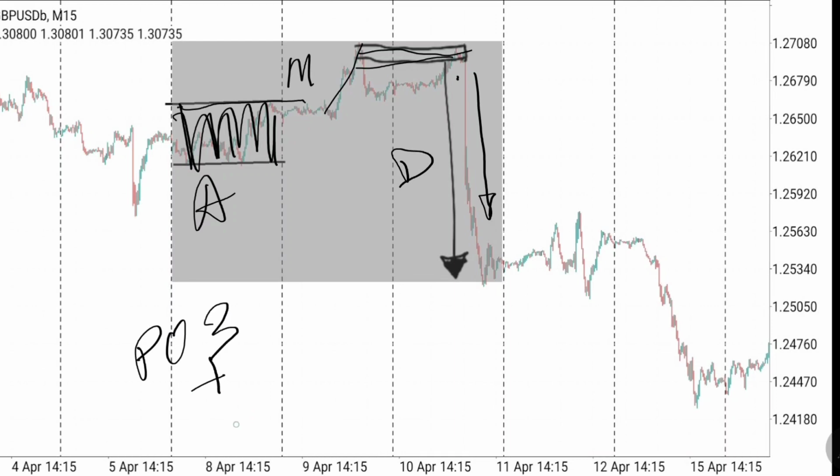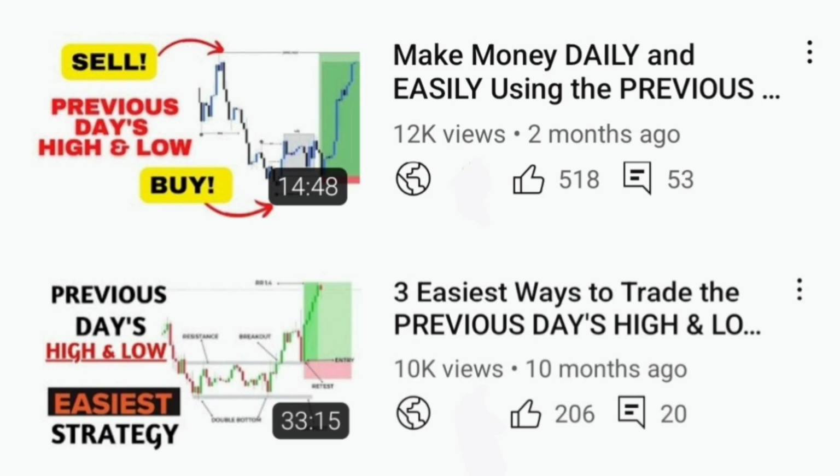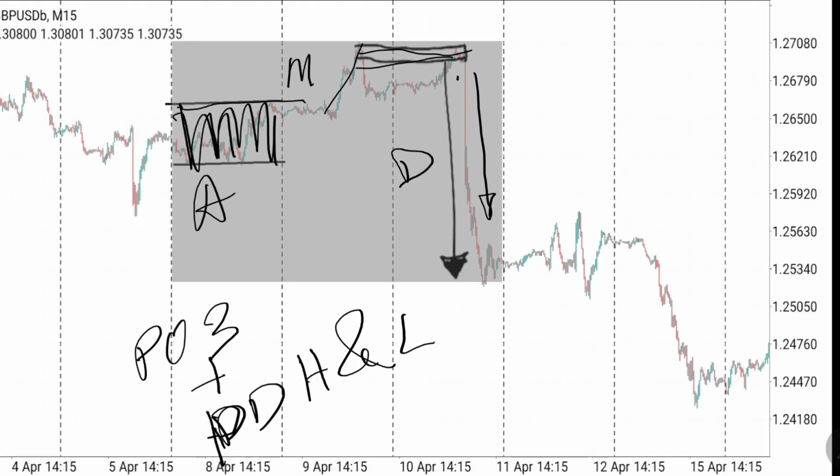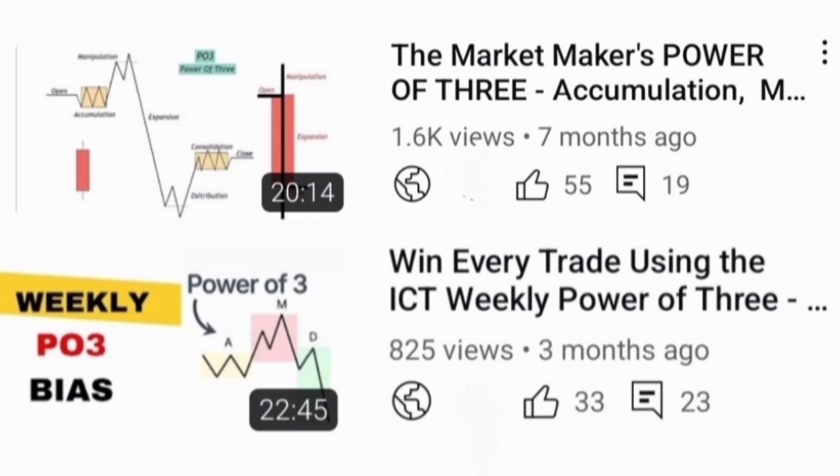but this was actually clearer when you combine the PO3 plus the previous day's high and low theory. I've made previous videos on the previous day's high and low theory strategy, and I've also made two previous videos on the power of 3. The first one was on the daily power of 3. I've also made a second video on the weekly power of 3.